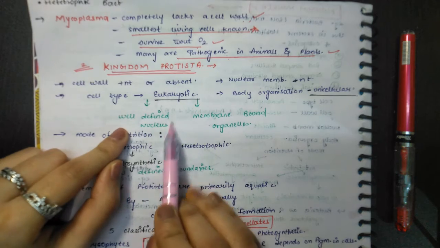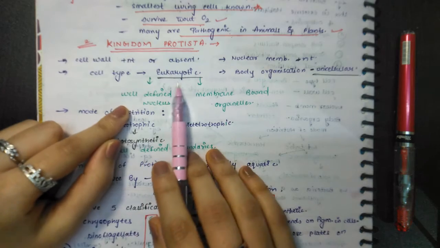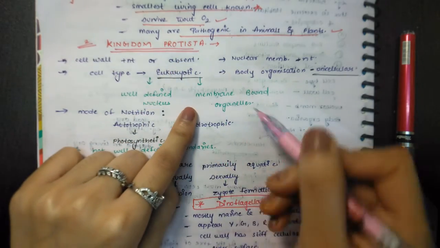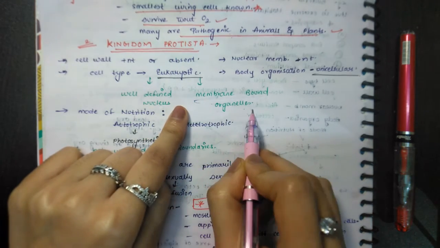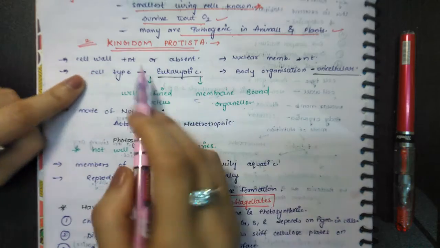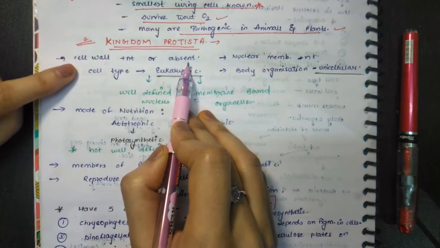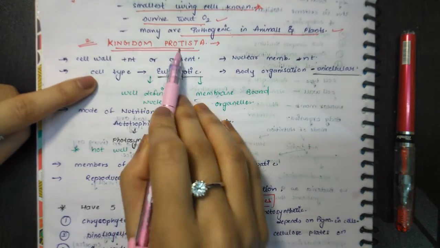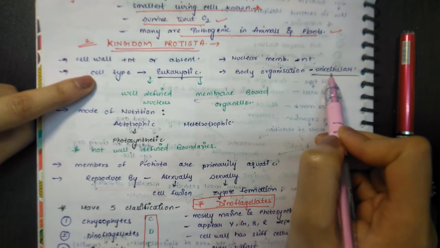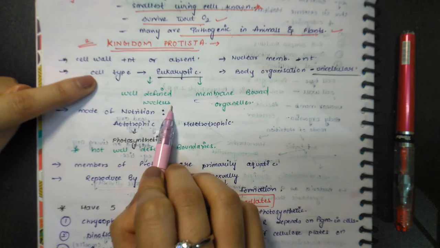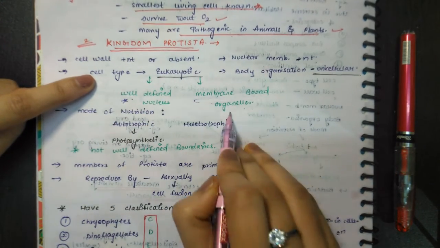Kingdom Protista also contains a well-defined nucleus. It also had membrane-bound organelles. What four characteristics did we learn? Cell wall is present or absent. Cell type is eukaryotic. Nuclear membrane is present. The body organization is unicellular. It also contains a well-defined nucleus. It is important, you can star mark here. It also contains membrane-bound organelles.